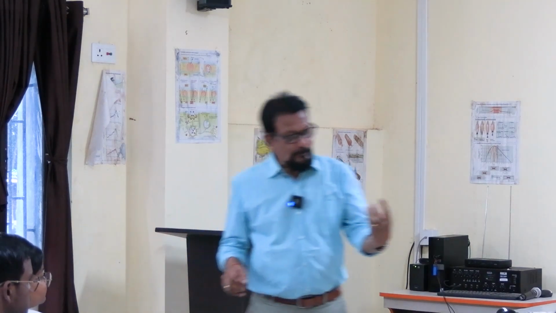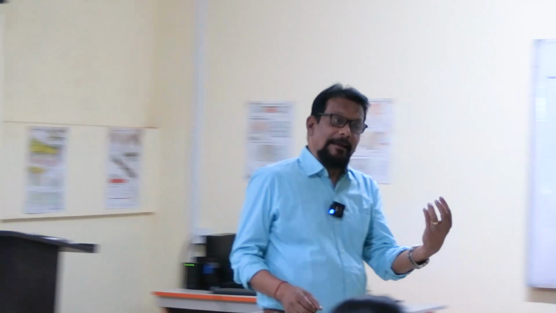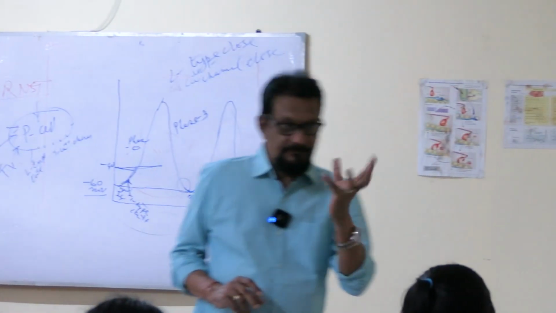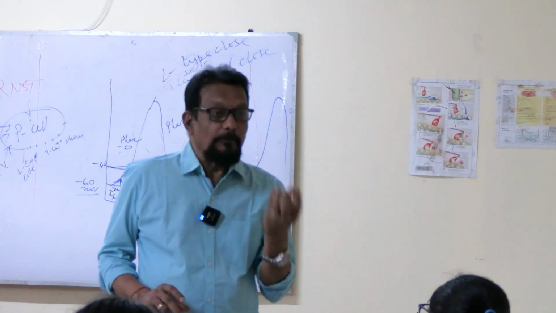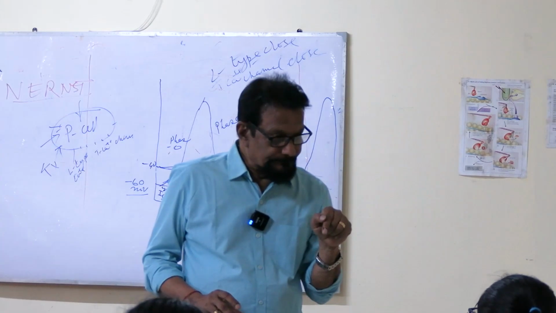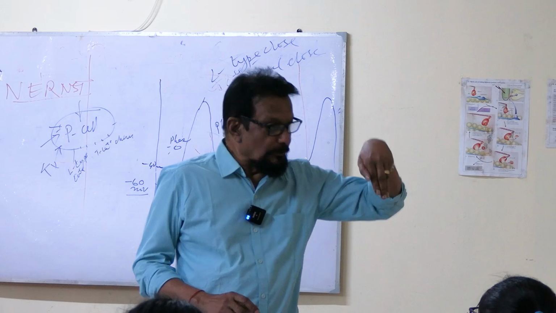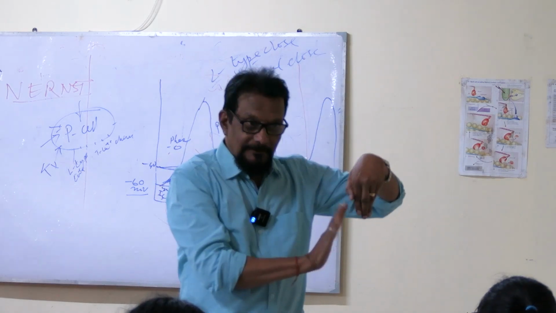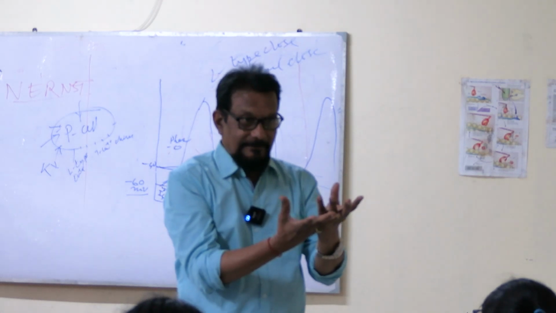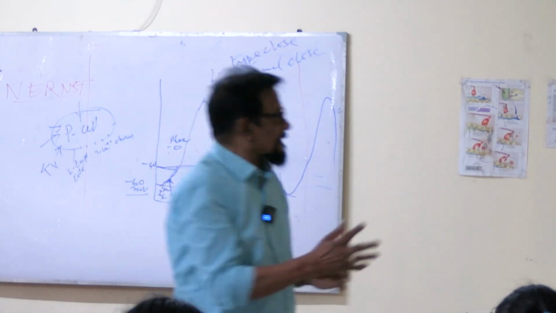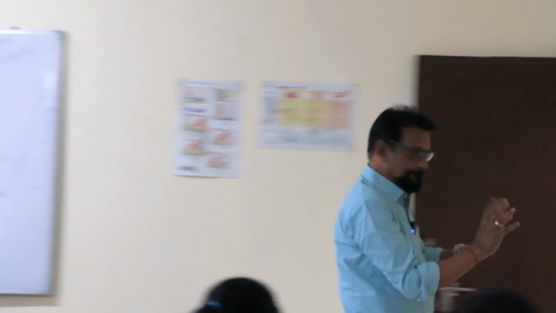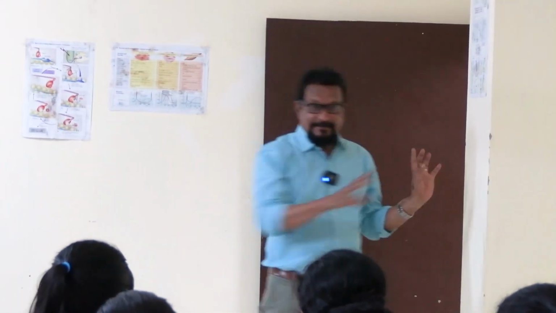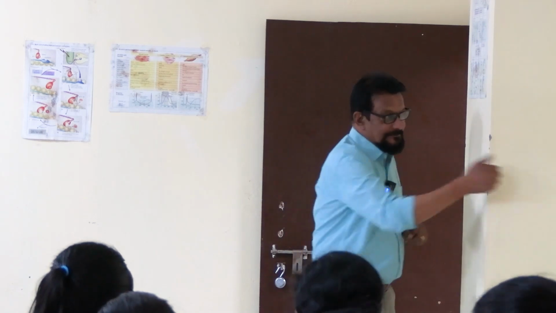So the SA node is located where? In the right atrium, just below the entry of the superior vena cava in the posterior wall. So here it is being generated. Now suppose this area is the SA node. So this impulse is generated here. Now where will it be transmitted?